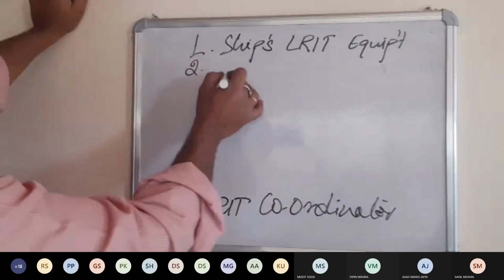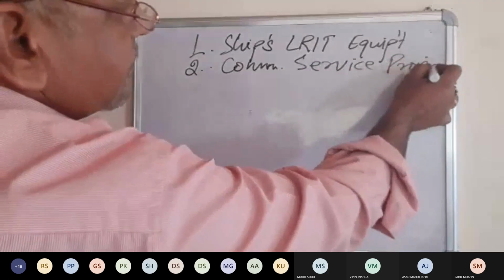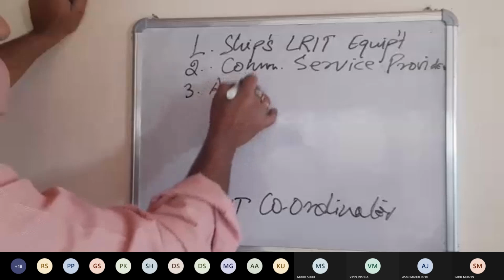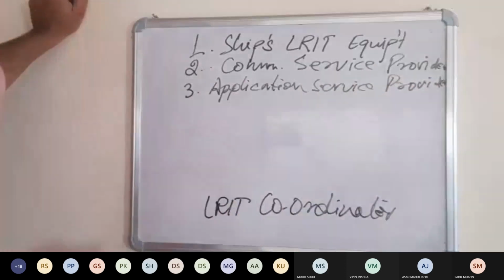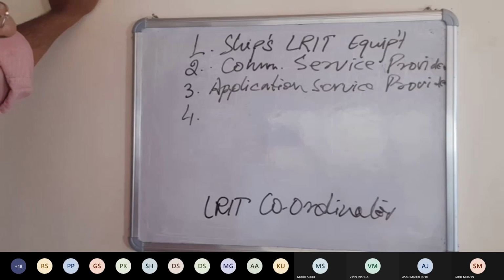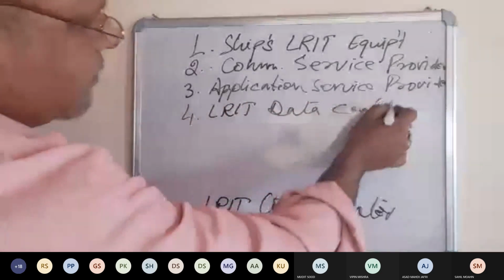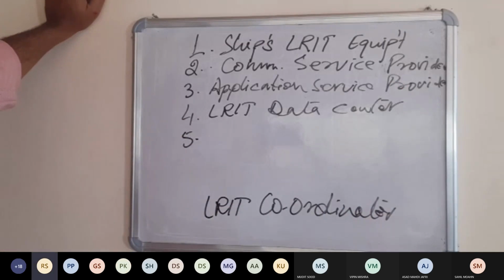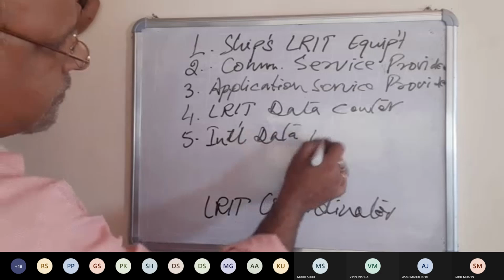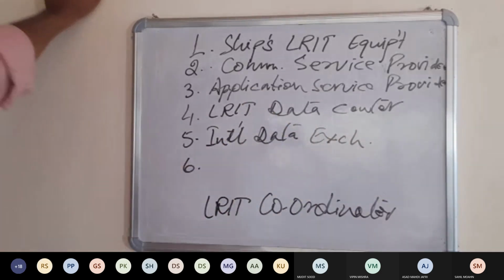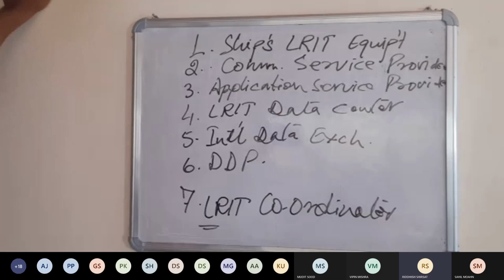Number 2, we had communication service provider. Number 3, we had application service provider. Number 4, what was next? LRIT data center. Then International Data Exchange. Very good. What was the sixth component? DDP. Very good, DDP. And the seventh one is the LRIT coordinator.